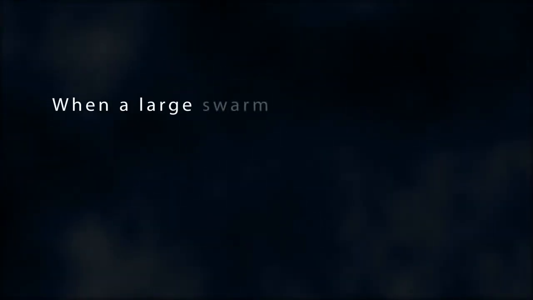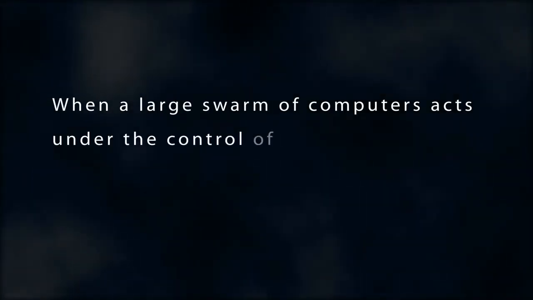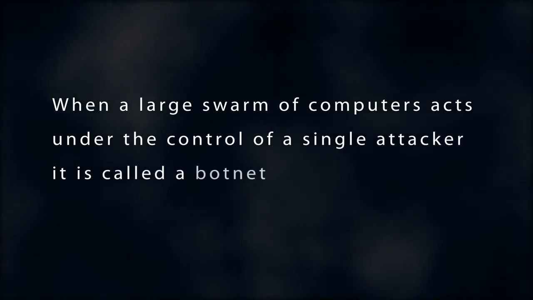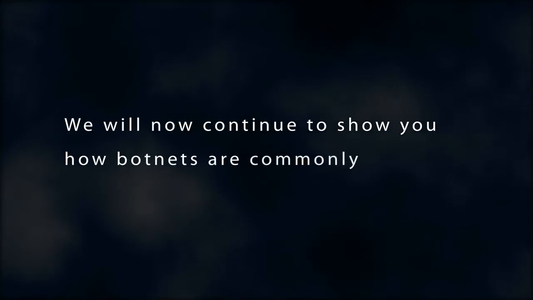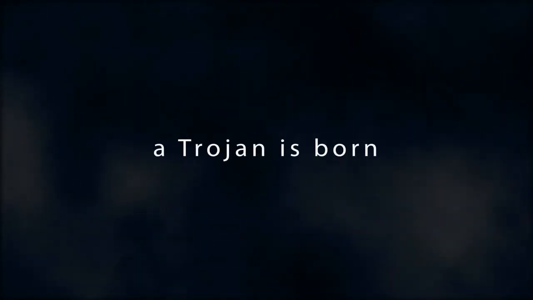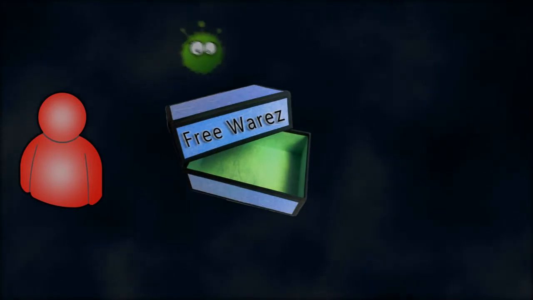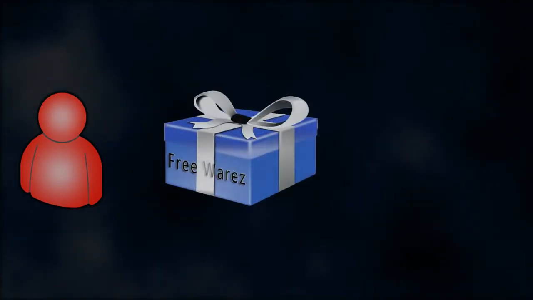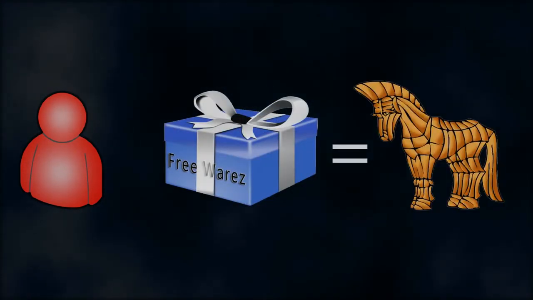When a large swarm of computers acts under the control of a single attacker, it's called a botnet. We will now continue to show you how botnets are commonly created. The attacker acquires a virus, comes up with a cool name, and combines the two into a so-called Trojan horse.